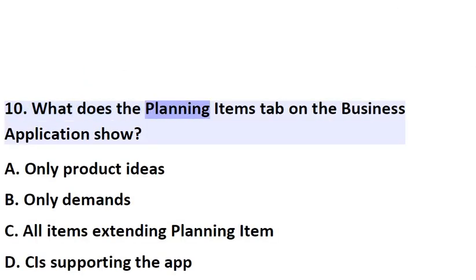10. What does the planning items tab on the business application show? A. Only product ideas. B. Only demands. C. All items extending planning item. D. SYS supporting the app. Answer: C. All items extending planning item.